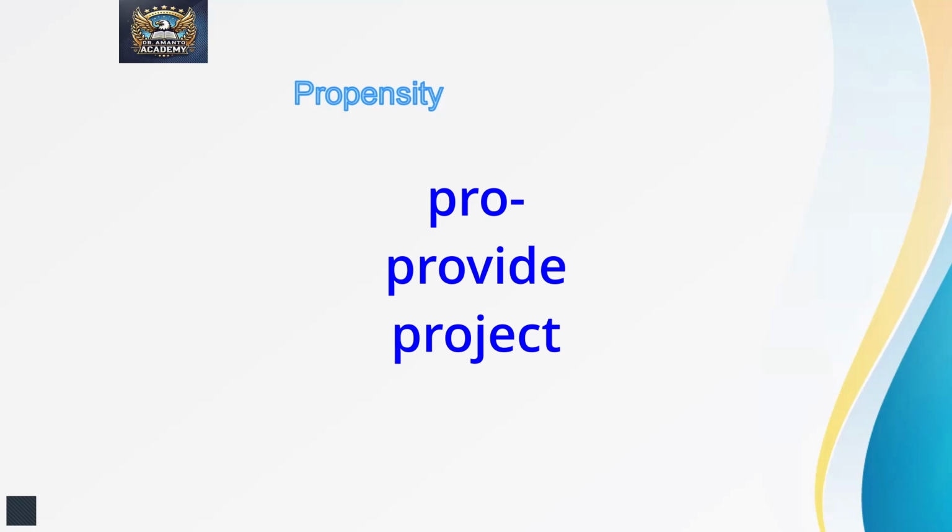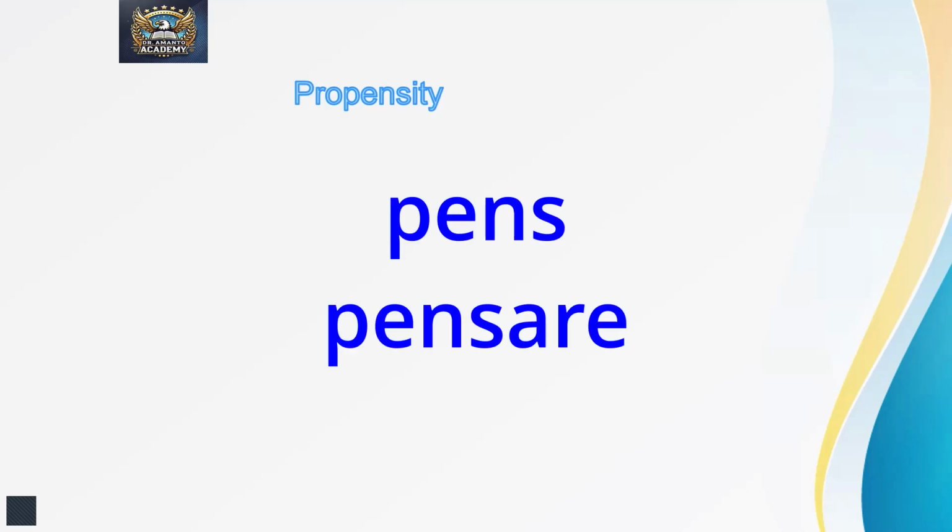Project means to send forth, to jump forth, like a projector, the light projector we have, pushing the light forth as if with strength. It is not like normal light. The light is jumping forth. That is projecting. So propensity, pens means something related to thinking.